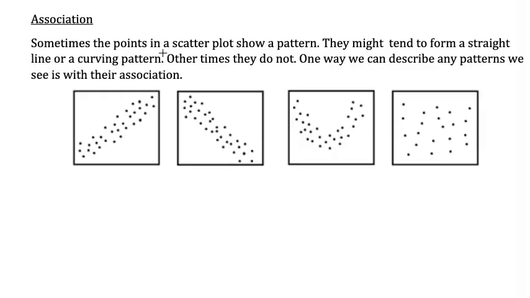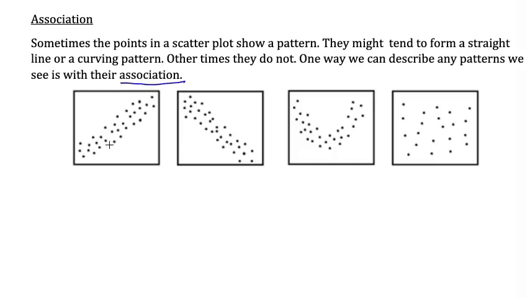So sometimes the points in a scatter plot show a pattern. They might tend to form a straight line or a curving pattern. Other times they do not, like these points are just scattered about. One way we can describe any patterns we see is with their association.